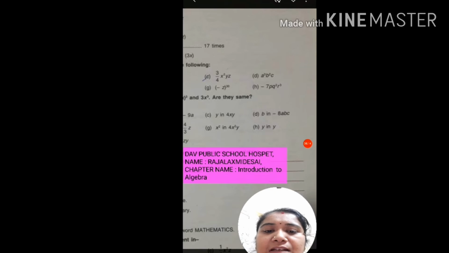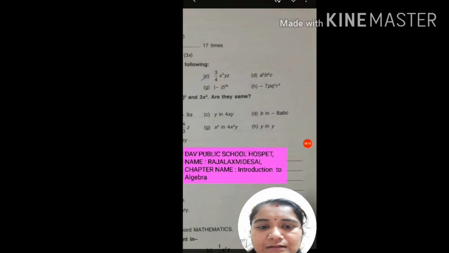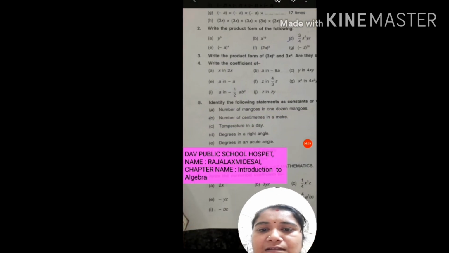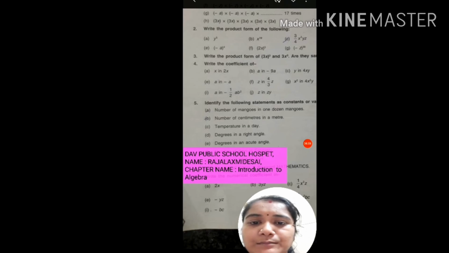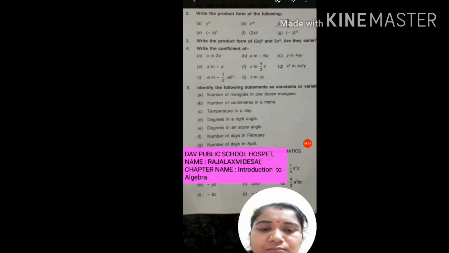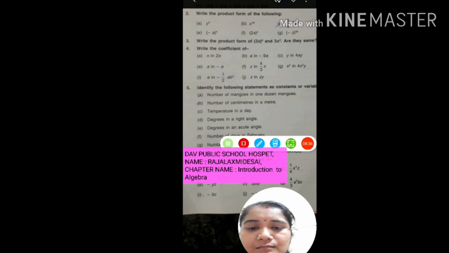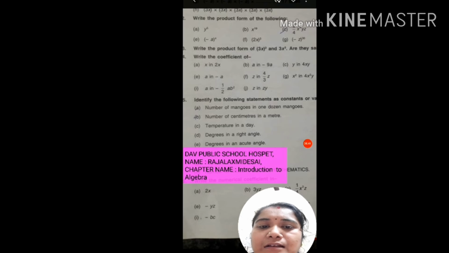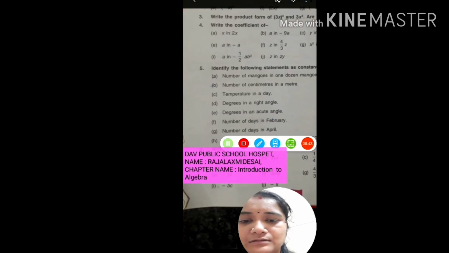Coefficient of b in minus 8abc. You have to leave out b and write the remaining letters, that is minus 8ac. Coefficient of a in minus a is minus 1, as we know, minus 1 into a is minus a. This way, we have to go on writing the coefficient of the given expressions.